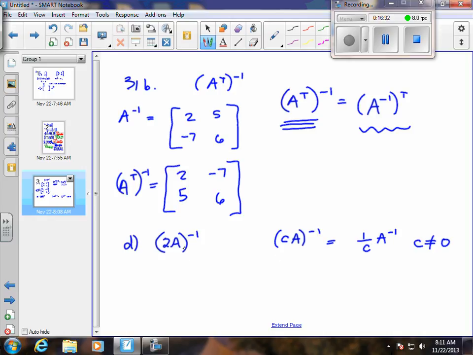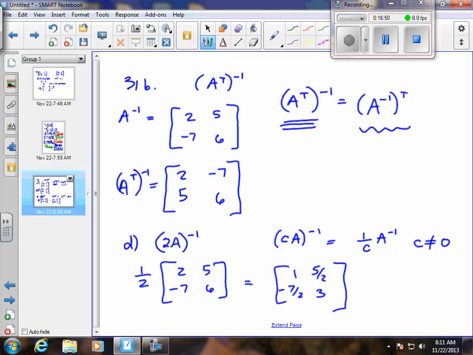So to find this, I want 1/2 times A inverse. So that is 1, 5/2, -7/2, and 3. Okay?